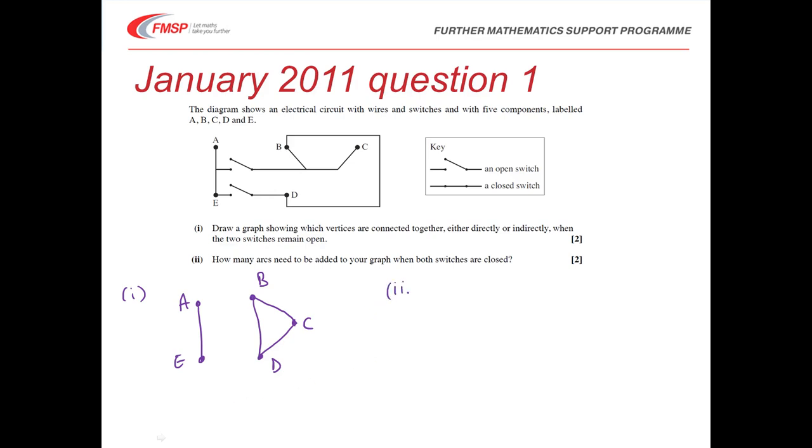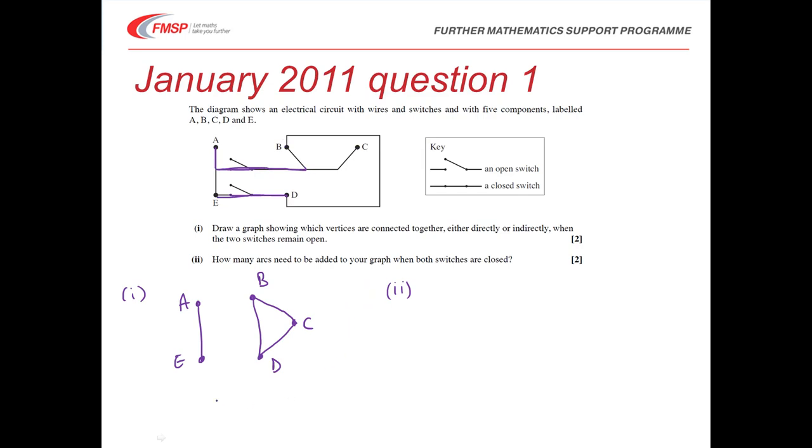Now part 2. How many arcs need to be added to your graph when both switches are closed? Okay, so you now have a connection across there and a connection across there. Well, that means that A is connected to any of, well, I can get to B, C or D, and E can now reach D, but also indirectly B and C.